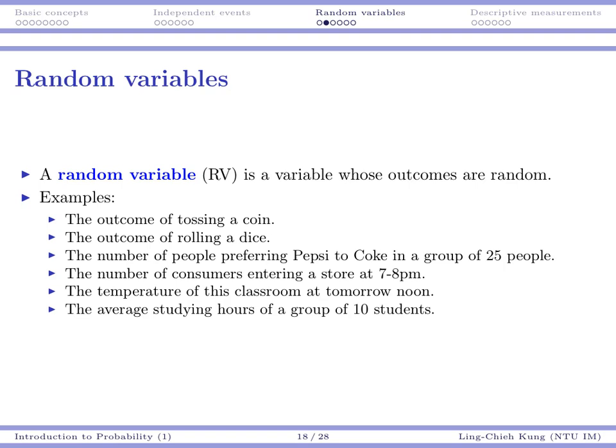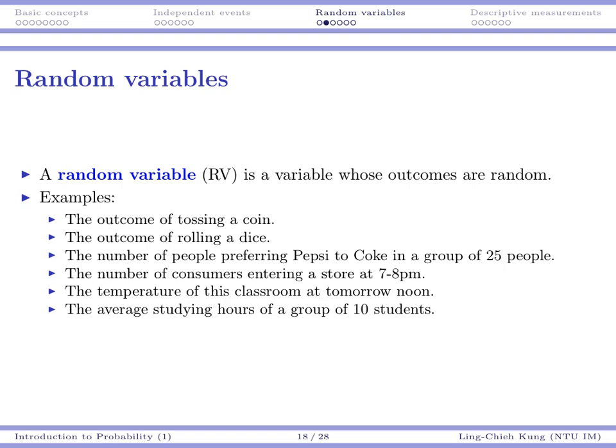Some examples are here. The outcome of tossing a coin is random. Okay, so we may define a random variable as the outcome of tossing a coin. Then its possible values will be head or tail. Okay, that's a random variable. Or another random variable may be the outcome of rolling a dice. Then the outcomes are also random, and this is a random variable.